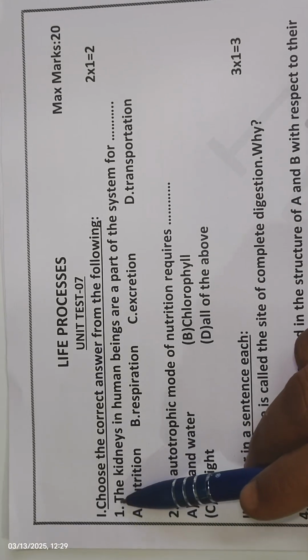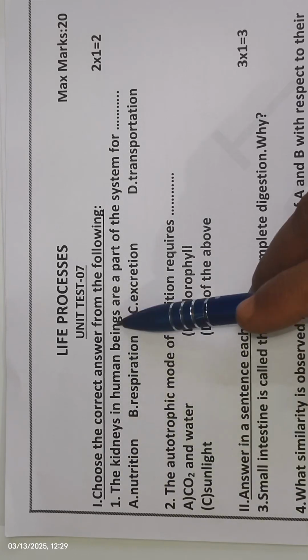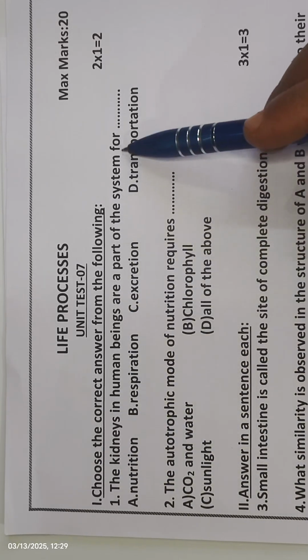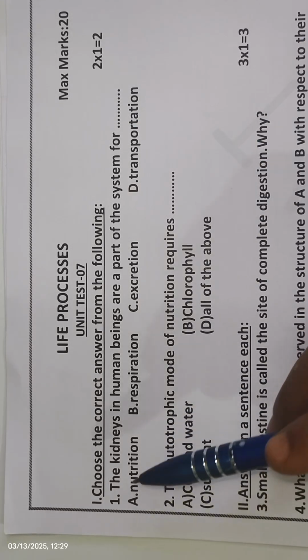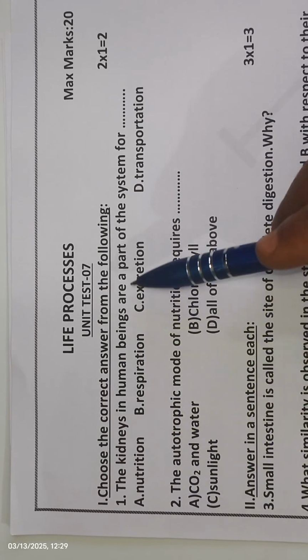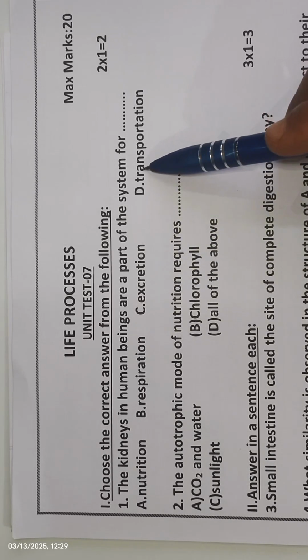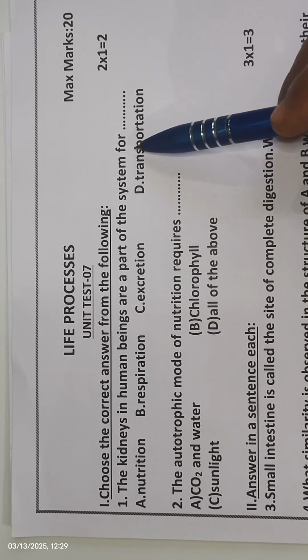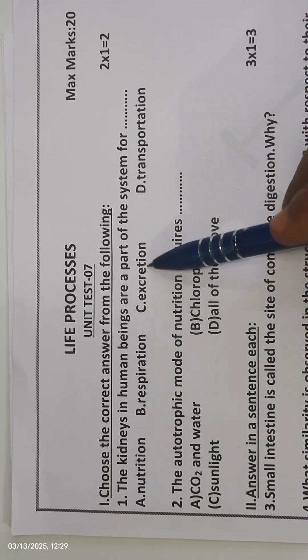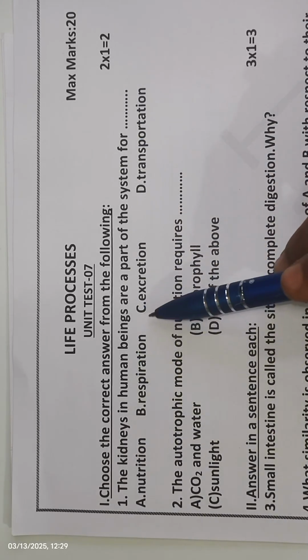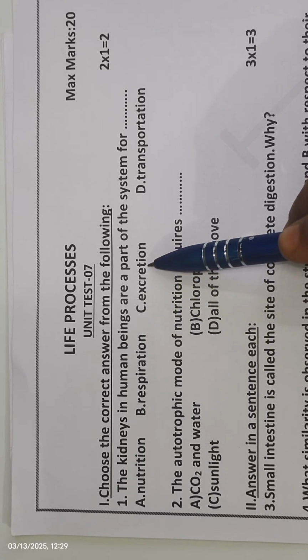Question number 1. The kidneys in human beings are a part of the system for options A. Nutrition, B. Respiration, C. Excretion, D. Transportation. So we know that the kidneys in human beings are a part of excretory system. So answer is option C, excretion.